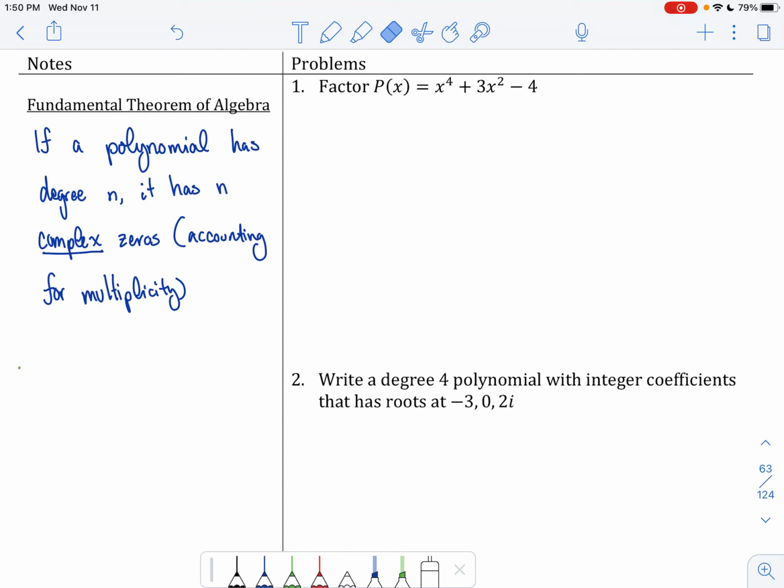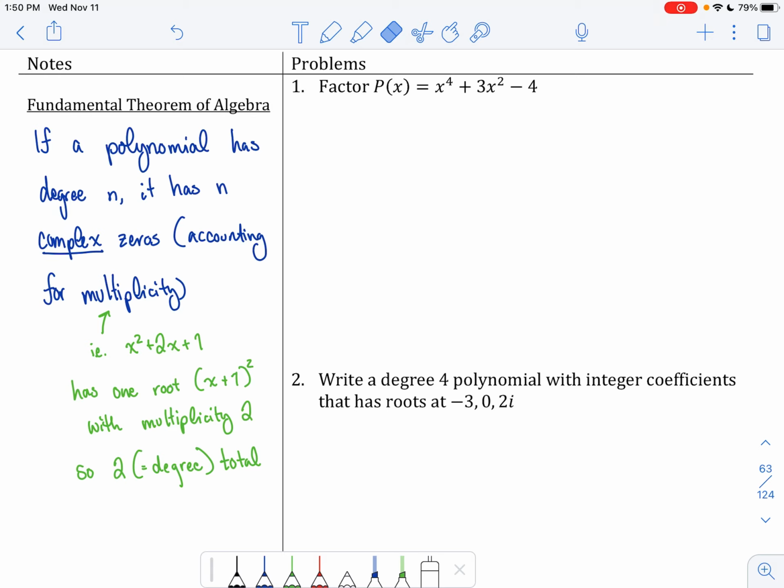So if I'm looking here in number 1, I would expect 4 zeros, but some of them might have multiplicity. They might be repeated. What that means is that if I have the equation x squared plus 2x plus 1, that has only one root, which would be -1, because its factored form is (x plus 1) squared. So that one root has a multiplicity of 2, so 2 total, 1 times 2, which is equal to the degree.